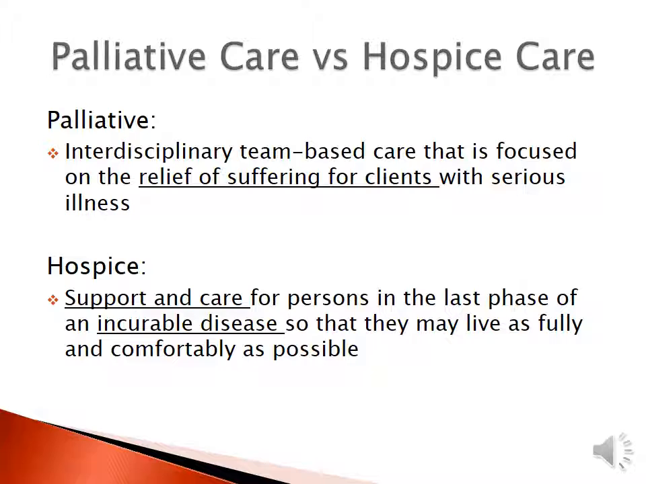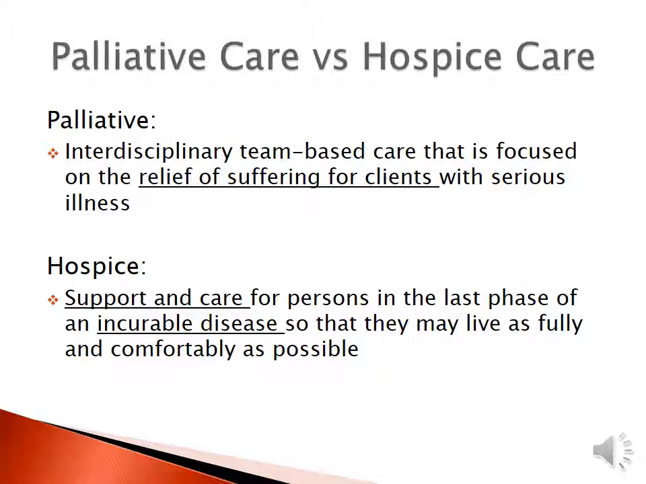The last two slides will discuss palliative and hospice care. Palliative versus hospice care. Palliative care is the interdisciplinary team-based care that is focused on the relief of suffering for clients with serious illnesses. This is the time when caregivers are looking to achieve the best possible quality of life, not only for their clients, but also for their families. Those suffering from acute, serious, life-threatening disease or progressive chronic disease, such as a stroke, MI, or cancer, can receive palliative care.